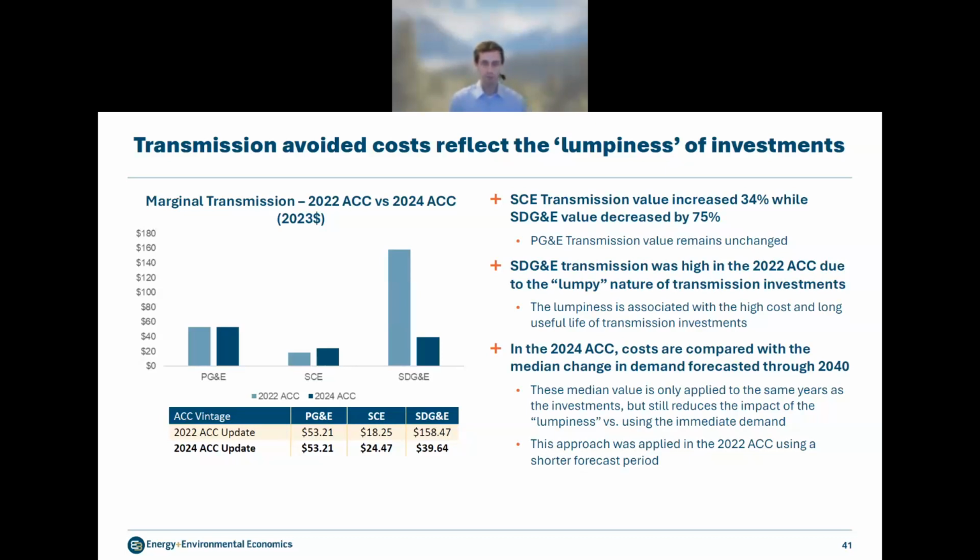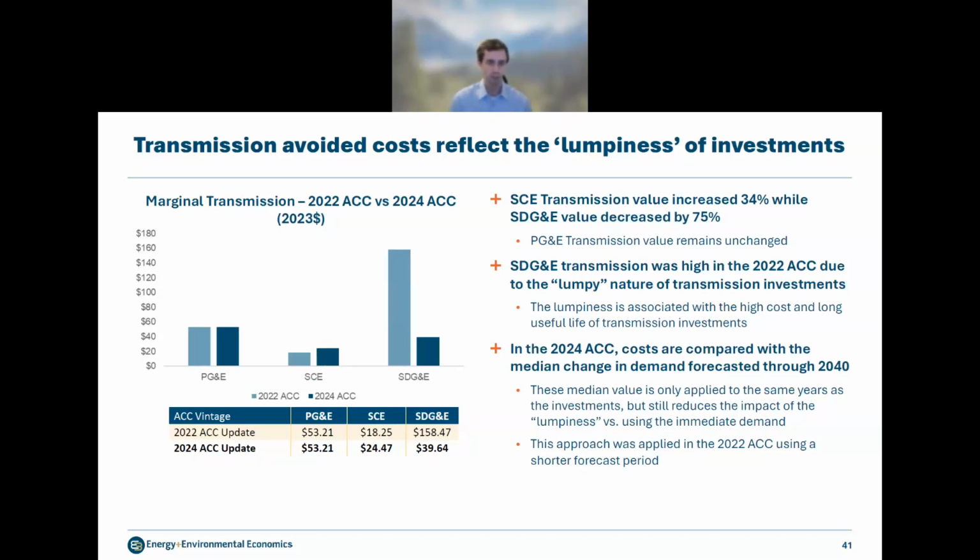So the reason to use that median from a longer period is that it helps reflect the fact that investments made today or this year aren't intended to address only the load growth that's happening right this second. They're based on expected load growth across a longer period. So even if system load might be decreasing in this year or next, which does happen sometimes in individual years and would give you a negative transmission avoided cost, the investments made today are actually to prepare for load growth, say a few years down the line. Using the median approach helps to reflect this appropriately.